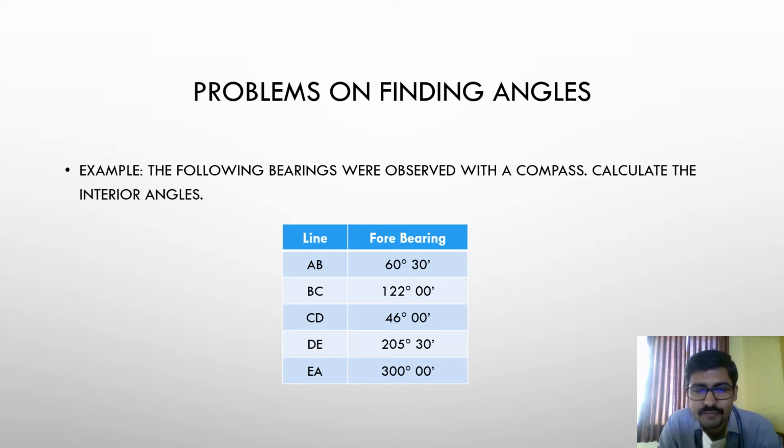So the back bearing of line AB will be plus 180 degree, because the forward bearing is less than 180. So when the forward bearing of any line is less than 180, add 180 degree to get the back bearing of that line. And if the forward bearing of the line is more than 180 degree, then subtract 180 degree from the bearing to get the back bearing of that line, right? So I hope you will be able to calculate the back bearing of all these lines. Back bearings of the lines are required to calculate the interior angles, right?